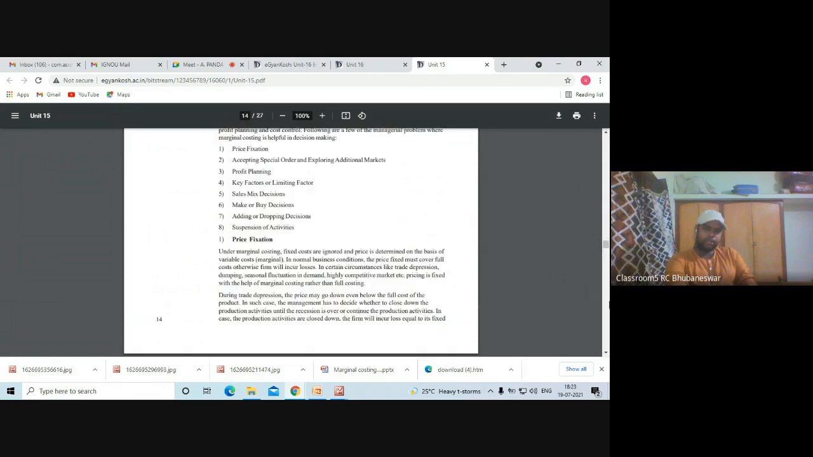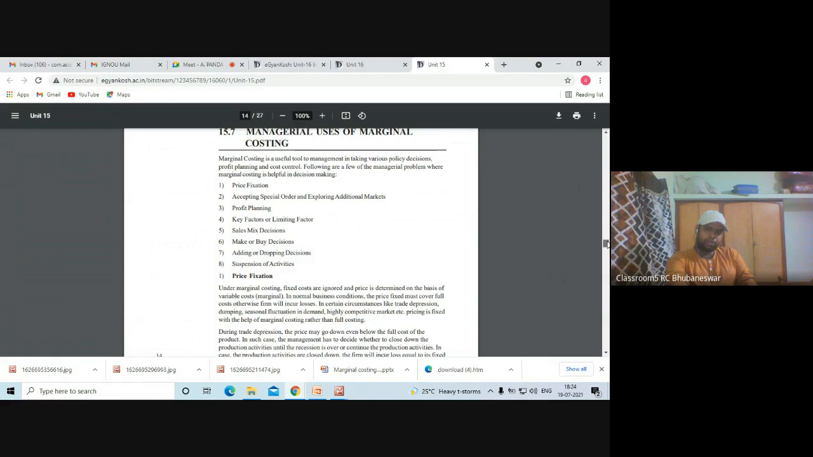Managerial uses. This is the most important one. If you want to cover the entire part of this managerial uses of marginal costing, then you will certainly get a particular question out of this. So what are the various uses? Why is this marginal costing technique used?